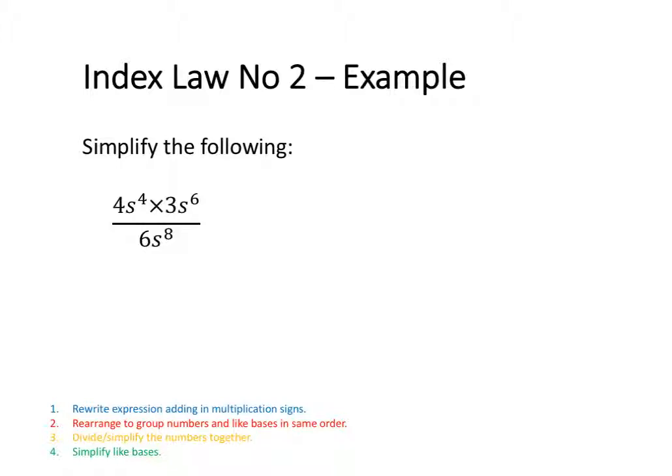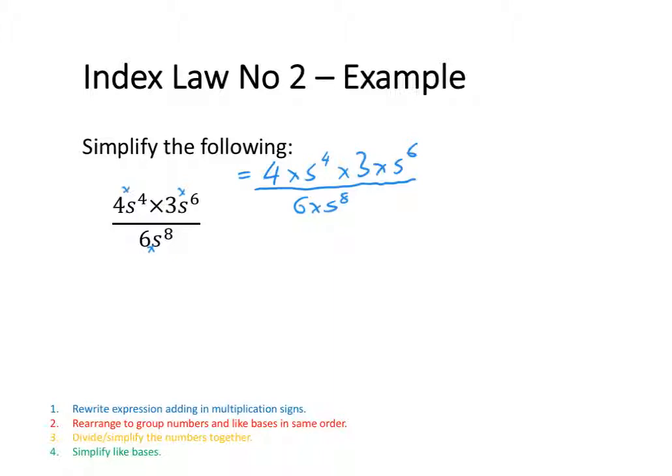In this example, I want to simplify 4s to the power of 4 times 3s to the power of 6 divided by 6s to the power of 8. The first step is to rewrite the expression, adding in multiplication signs in between my numbers and my variables. So that is going to become 4 times s to the power of 4 times 3 times s to the power of 6, divided by 6 times s to the power of 8.